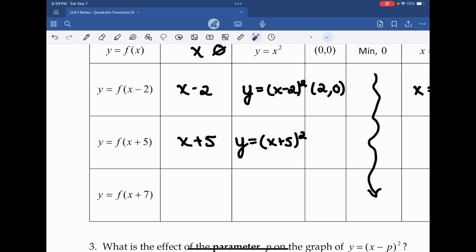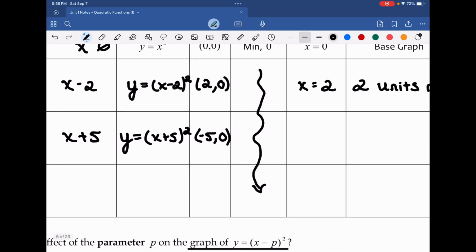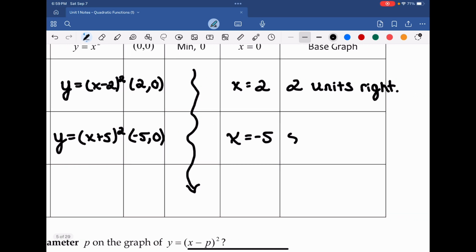If you see a positive 5 in here, please do not say it moves 5 units right. No, it's the opposite. Remember, with the q value, the vertical translation up or down, it was exactly what you saw. For the x, it's going to be opposite: -5 and 0. The minimum value stays the same, so that's all good. In terms of our x value, it's going to be x is equal to -5, or the axis of symmetry, where it divides in half, is going to be at the vertex value for x, which is x equals -5, and then all the x values go 5 units to the left.